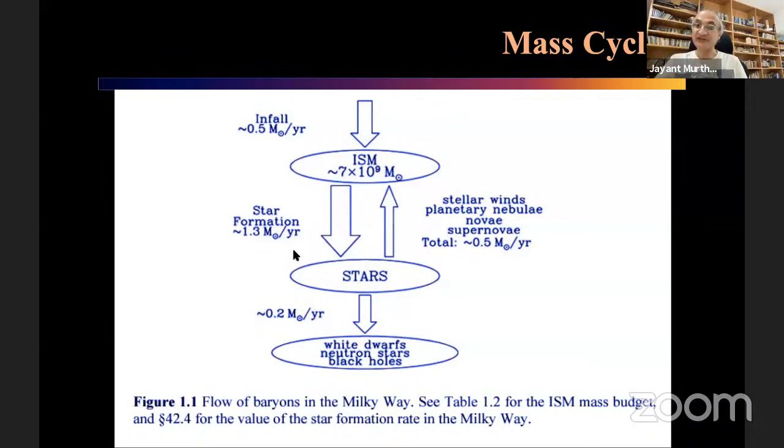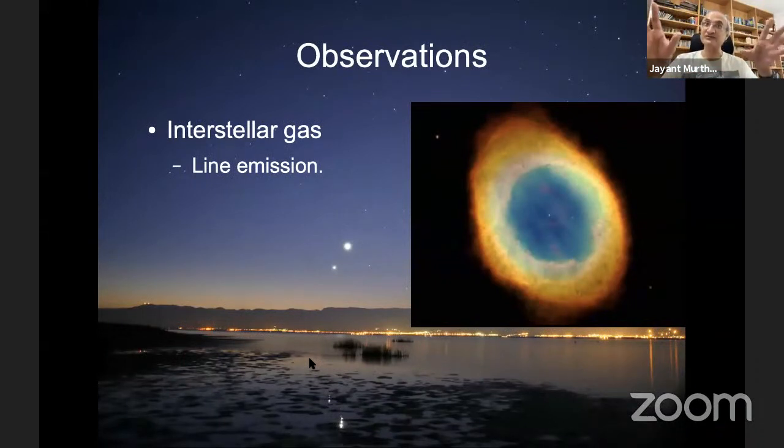But the total star formation in our galaxy takes about 1.3 solar masses a year out of the interstellar medium into stars. Of that, some part comes back through stellar winds, planetary nebulae, novae, supernovae, and so on. I'm not going to talk about any of these, but about half a solar mass comes back into the interstellar medium. And about 0.2 of a solar mass is lost every year because some stars will go into white dwarfs, some into neutron stars, and some into black holes. So eventually the entire galaxy will be filled with black holes. All right, so that's an overview of the interstellar medium.